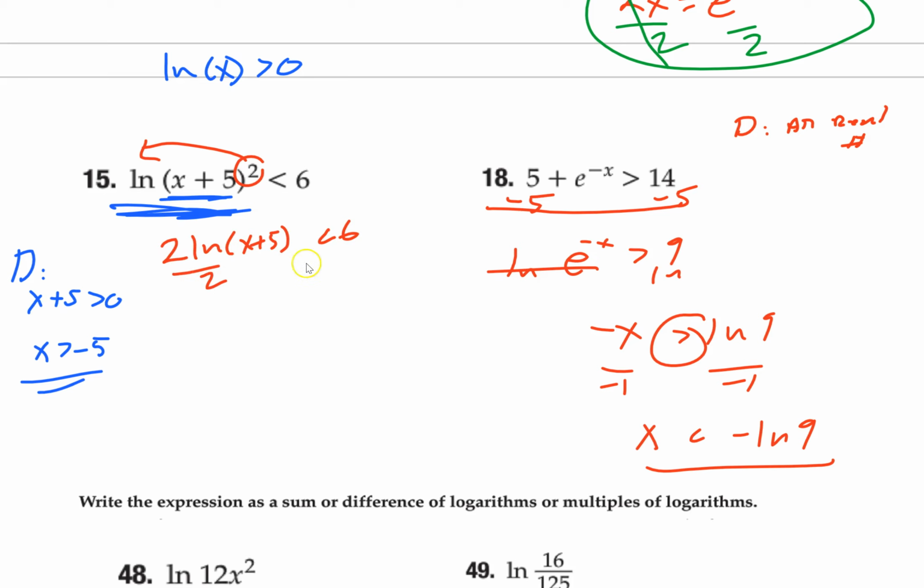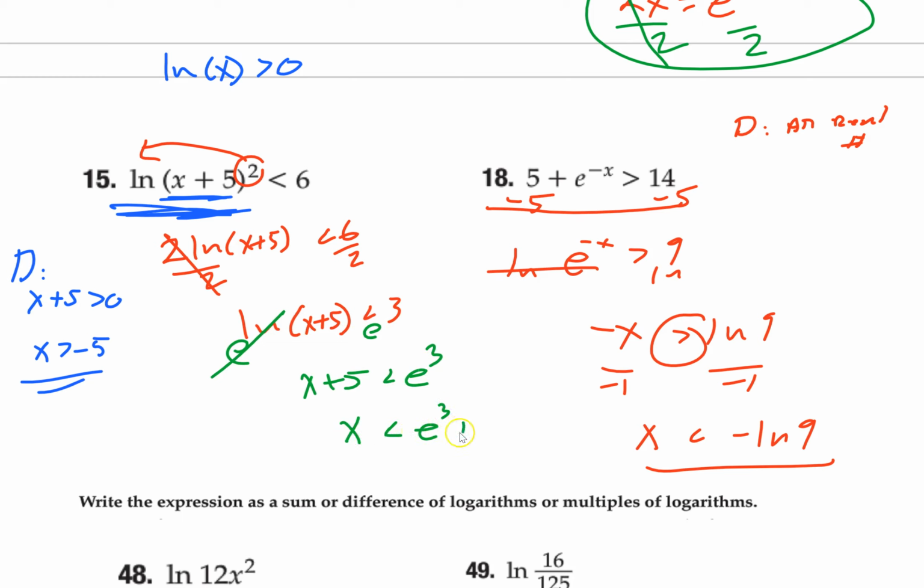Then we're going to divide by 2. So you have this. 6 over 2 is 3. Now let's get rid of the e. We'll take the e to both sides. So you have x plus 5 is less than e to the third. Now we're just going to subtract 5. So subtract 5, sorry.